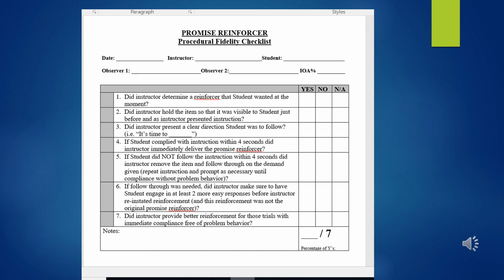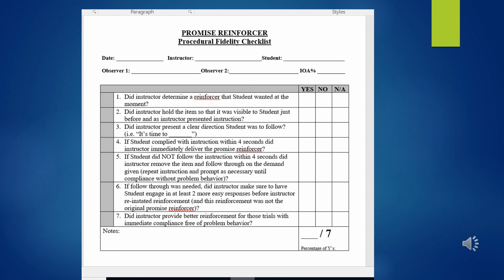So you can see that the steps are just written in question form. Did the instructor determine or reinforce what the student wanted at the moment? Yes, no, or not applicable. Did the instructor hold the item so it was visible to the student just before the instructor presented the instruction? Yes, no, not applicable. And it just goes right down through the steps.